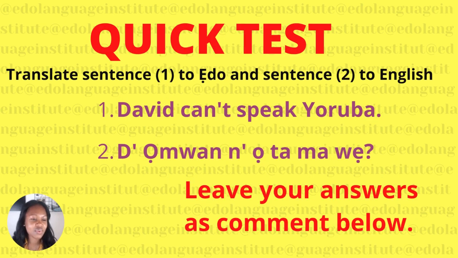And now, here's the quick test, yeah? So your task is to translate sentence number 1, David can't speak Yoruba, to Edo, and sentence number 2 to English, Domanota mawe. Domanota mawe. Everything you need to do this is in this lecture. You just have to rewind back and forth, and then you get the answer. And then leave your answers in the comment section below. So apply logic. You'll be able to do this. I trust you're able to do this.